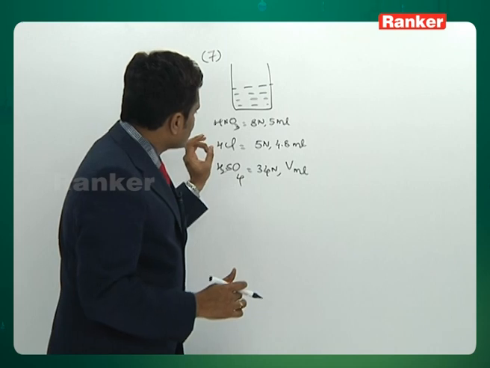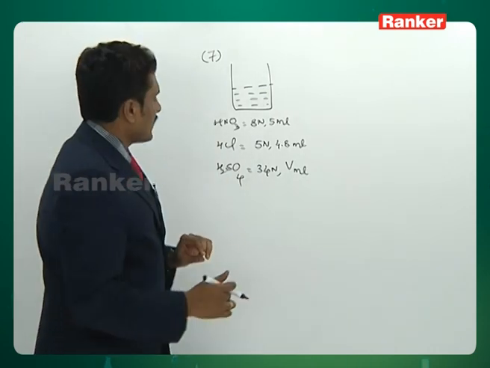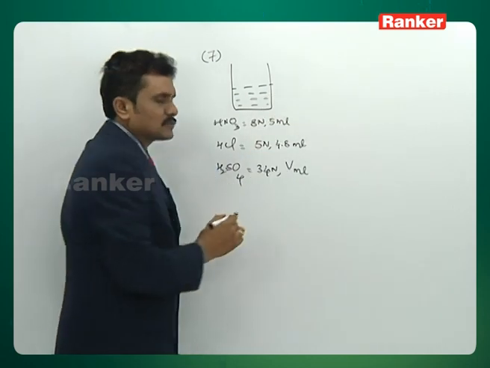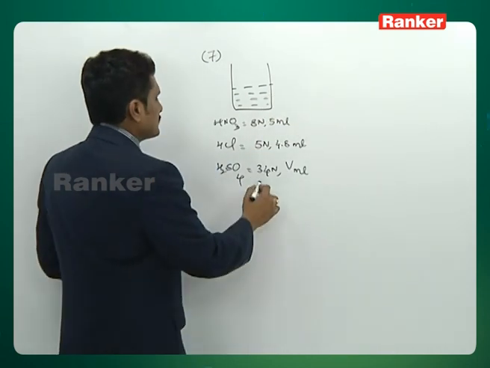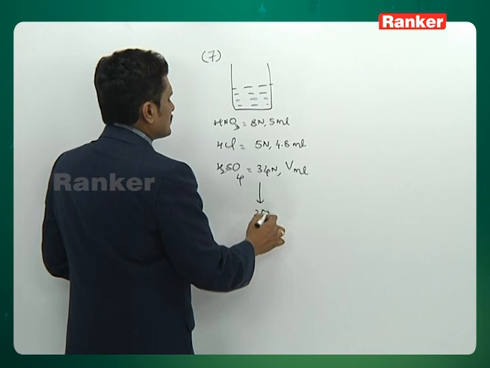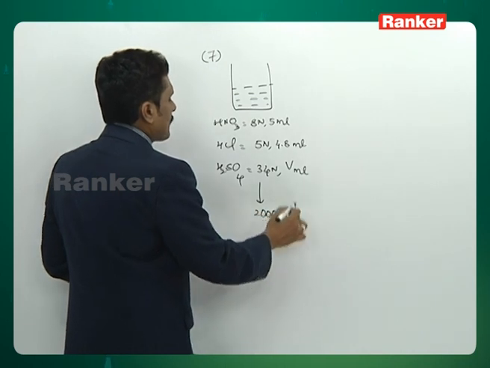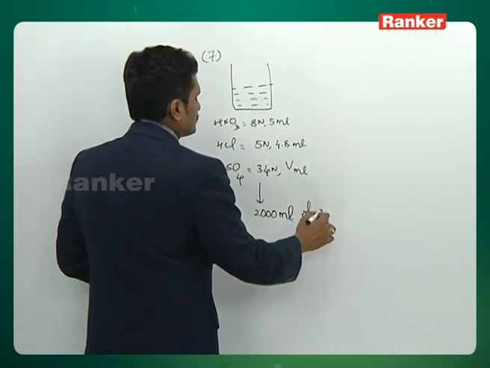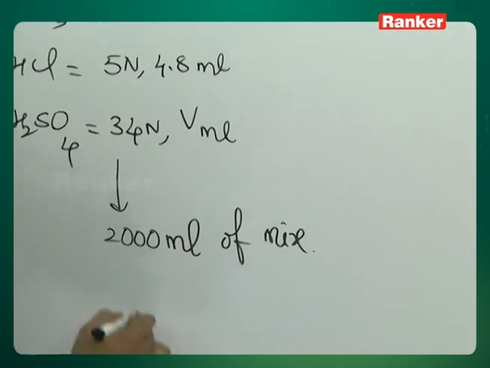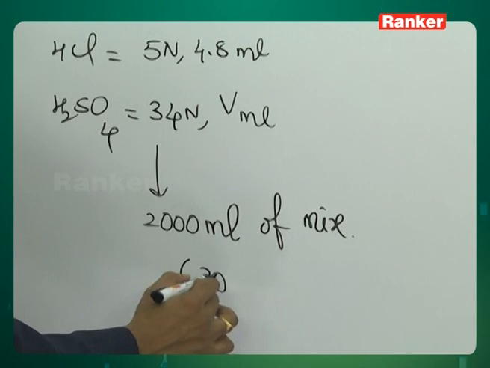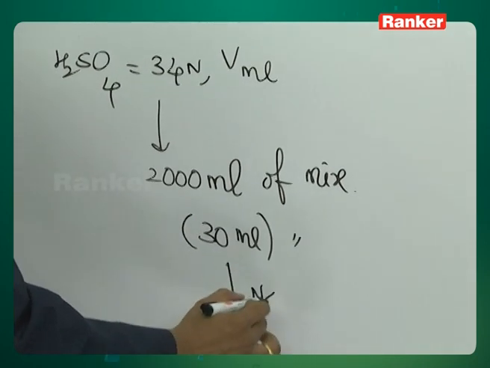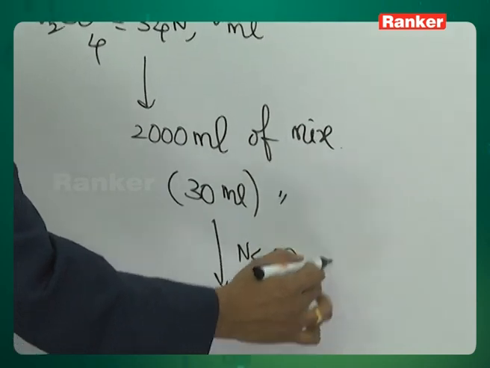Now this is the acid mixture that you have taken, and you have dissolved that in water so that you can make it to a total of 2 liter. I mean to say, this acid mixture is initially present in 2000 milliliter. Of this 2000 milliliter of the acid mixture, only 30 ml is picked, and this was titrated with sodium carbonate.